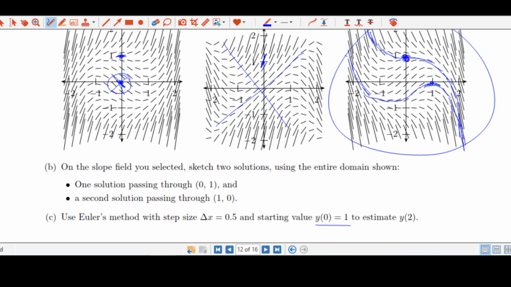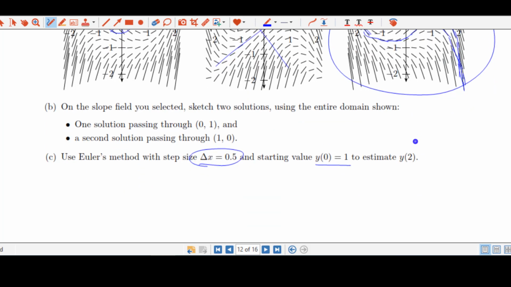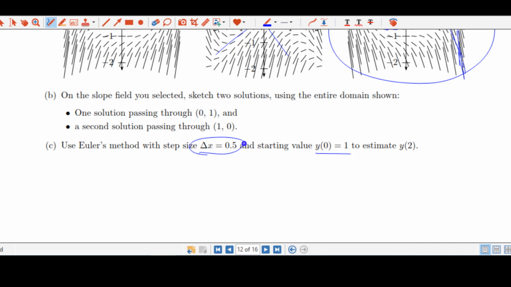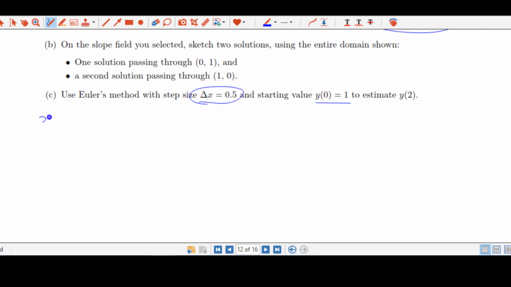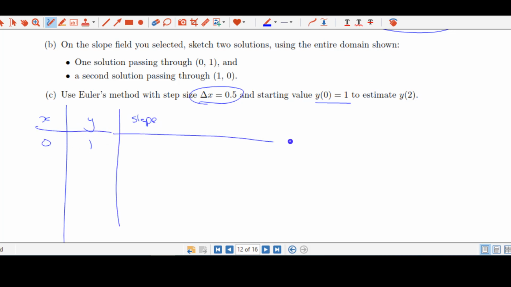Now the process here, mechanically, is we're going to be at a point, 0, 1. We're going to follow the slope that we find there for 0.5. We're given that in the question as delta x. Then we're going to recalculate our slope, follow that, recalculate our slope, follow that. If we take 4 steps of 0.5 each, we're going to end up at 2. I find the easiest way to organize this is with a table. We start at x equals 0, y equals 1. We calculate our slope, which is equal to 1 minus x squared minus y squared. And then we figure out the change in y as a result of that.